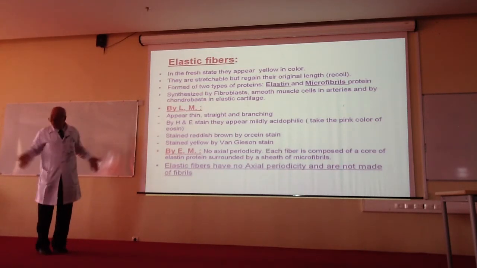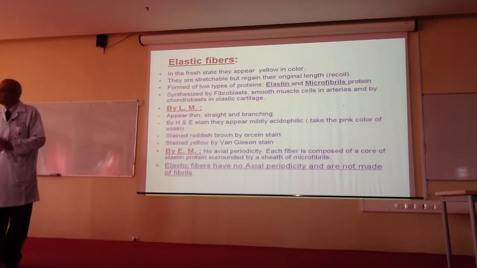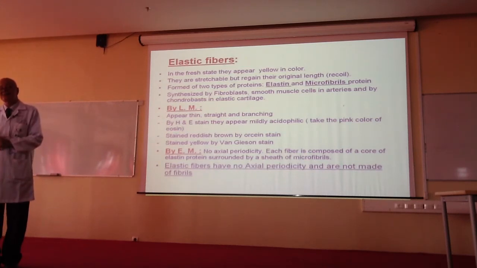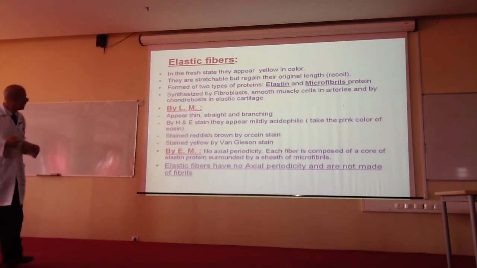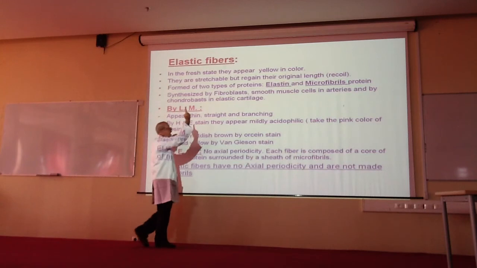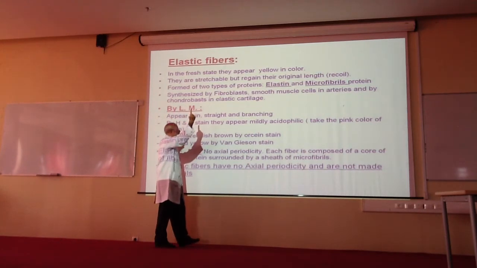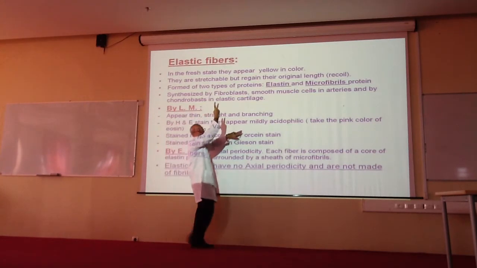So where can we find elastic fibers? Ligaments, yellow ligaments. Where else? In arteries. Where else? In elastic cartilage. By light microscope, they are thin, thinner than collagen. Straight and not wavy in section. And they branch.